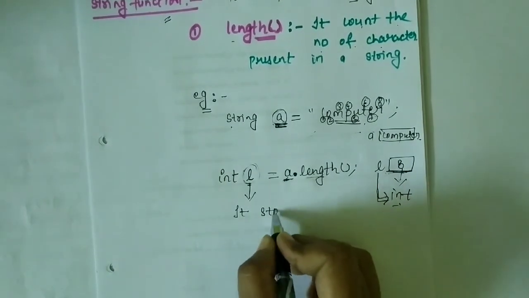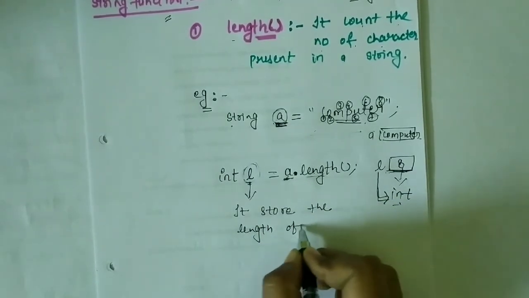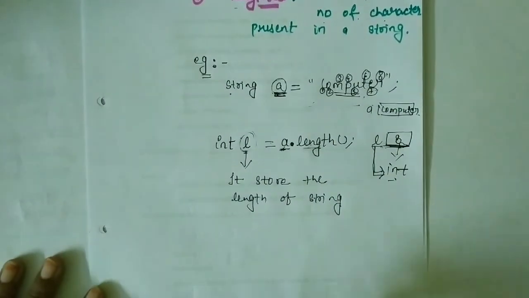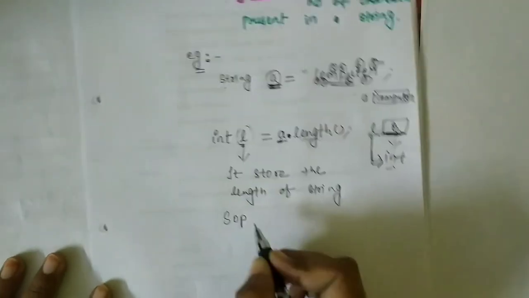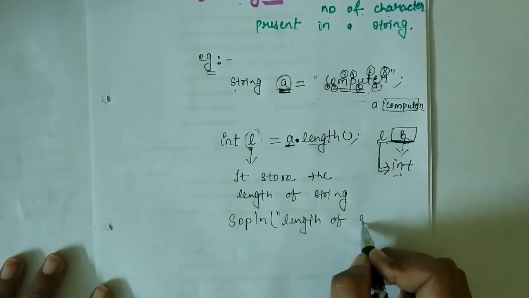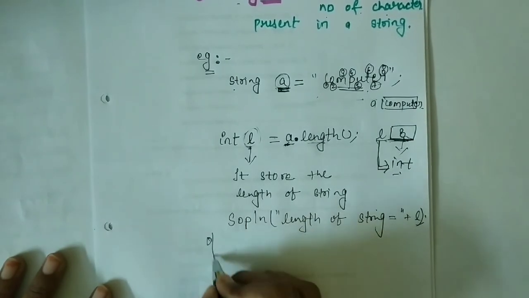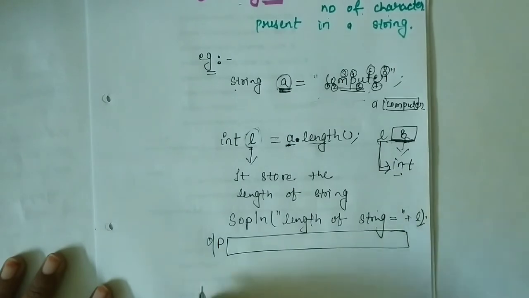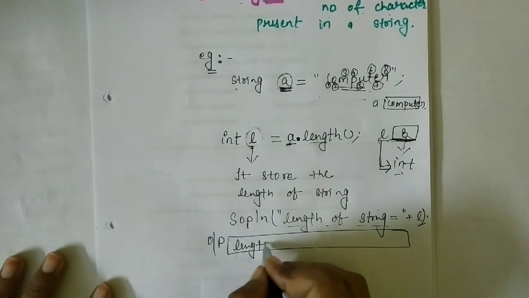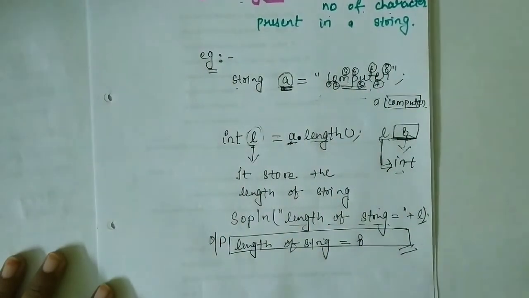It stores the length of the string. So the value of L is 8. You can print the value of L like this: System.out.println("length of string = " + L). What is the output? The output shows this message: length of string = 8. This is your answer.